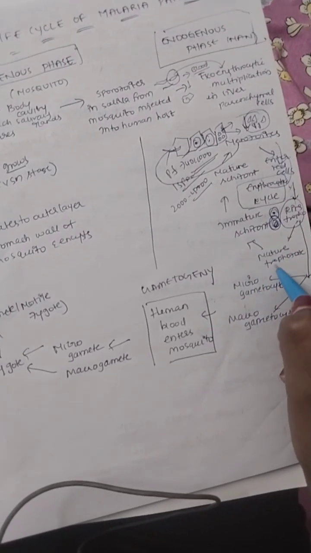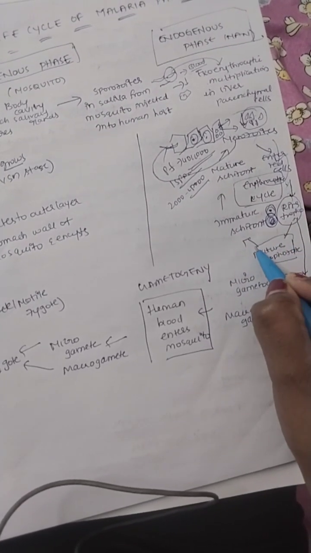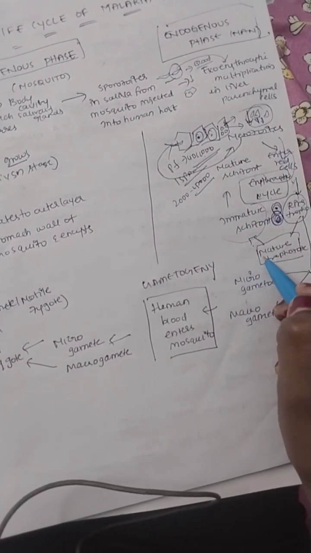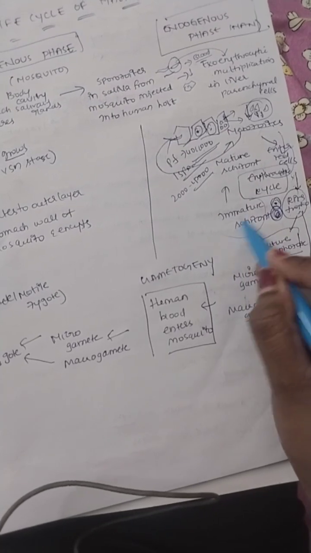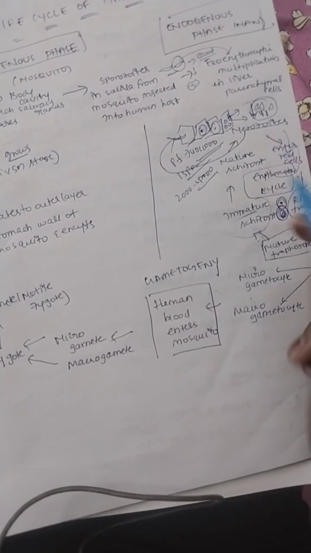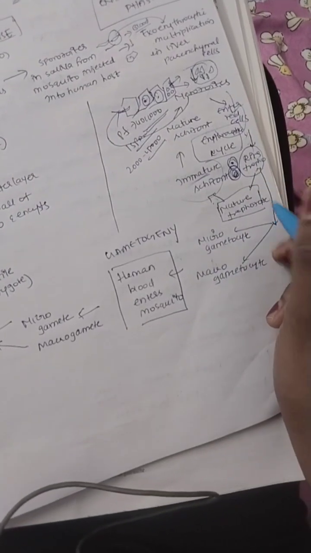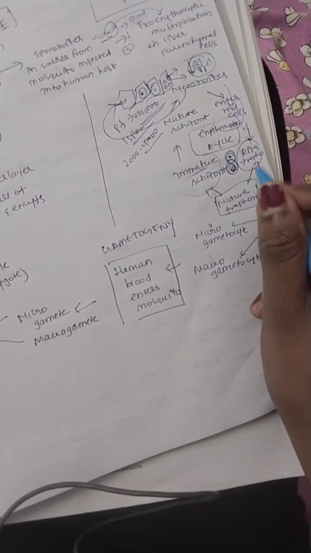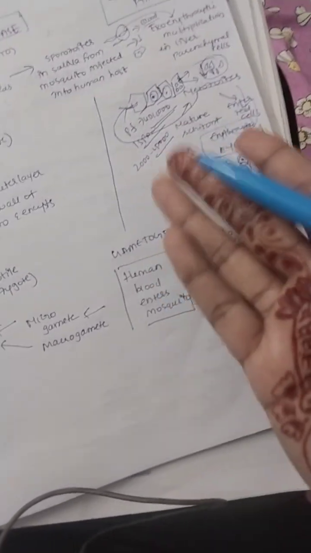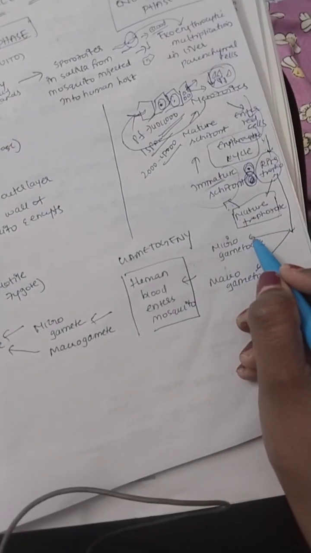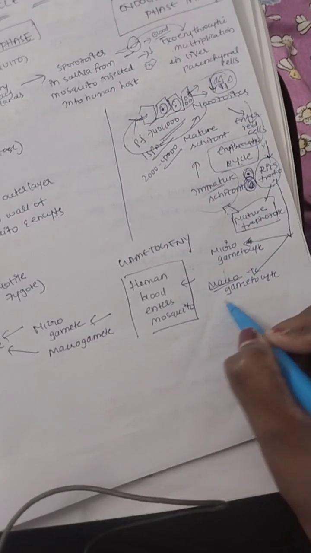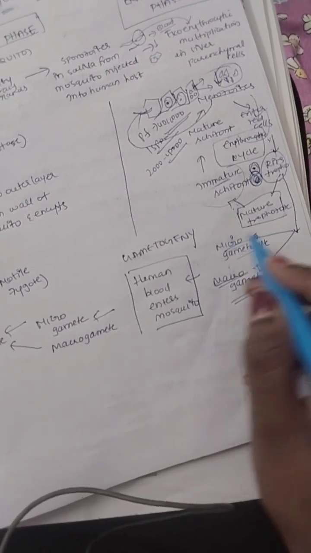The next stage is the mature trophozoite. From the mature trophozoite, an immature schizont will be formed, and after that the mature schizont. So this ring trophozoite may further develop into immature and mature schizonts, or it may directly differentiate into microgametocytes and macrogametocytes. Macro is the female gametocyte whereas micro is the male gametocyte.